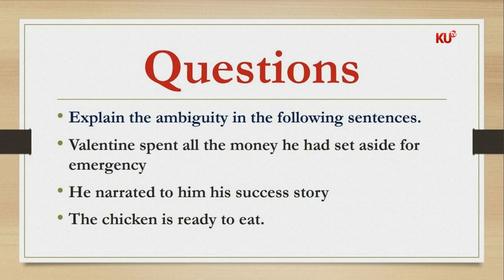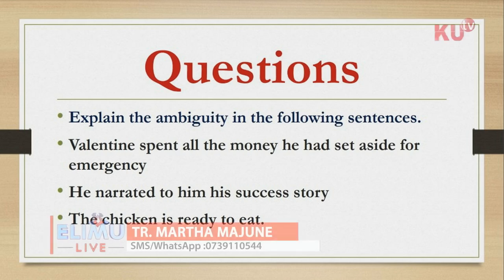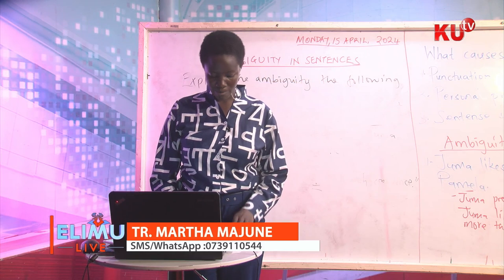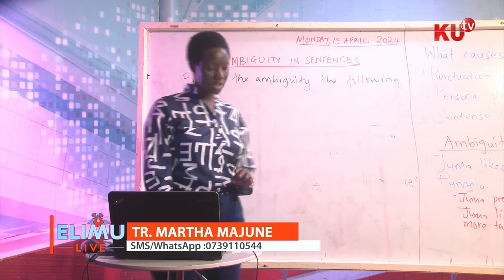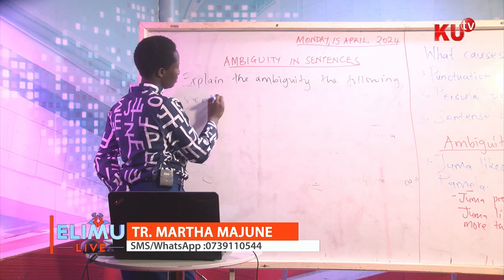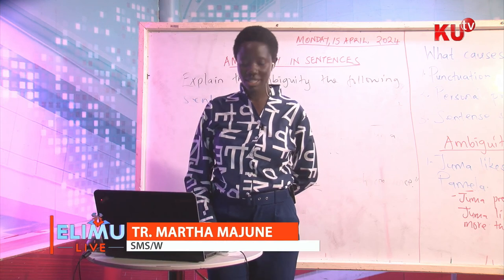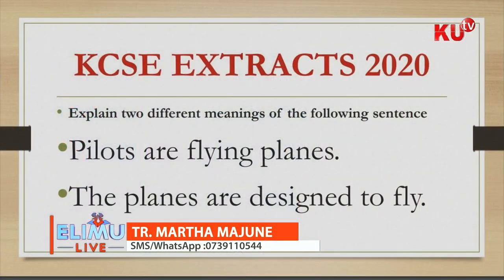So, as you try getting the two different meanings of those three sentences, there's another question under ambiguity that was tested in 2020. So in 2020, there was a question on ambiguity, and the question read, explain two different meanings of the following sentence.